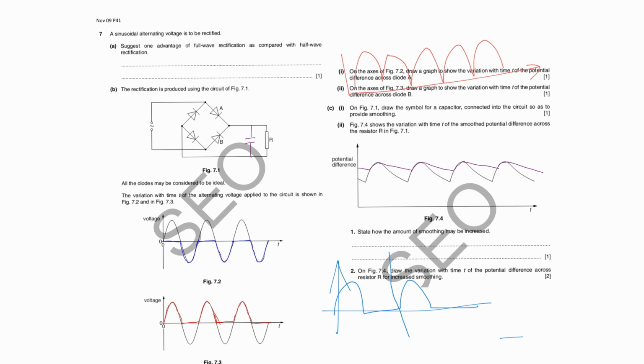And then the next one, they want you to draw the symbol of a capacitor to provide smoothing. So once again, you just draw it in parallel. Now, another one is what they give you was the PD against time after you put in the capacitor. So how may the amount of smoothing be increased? There are actually two ways. One is to increase the capacitance. The other one is to increase the resistance. But it is always much better to just increase the capacitance by adding another capacitor in parallel to your first capacitor. So that way you don't have to alter your existing circuit.